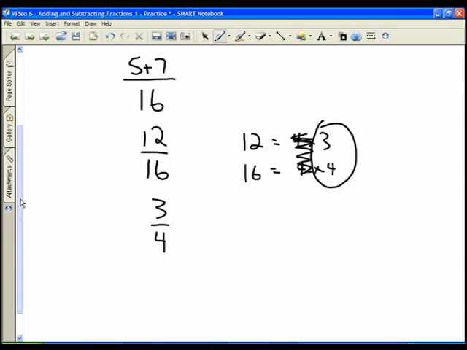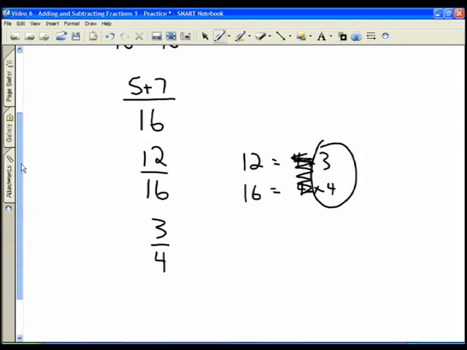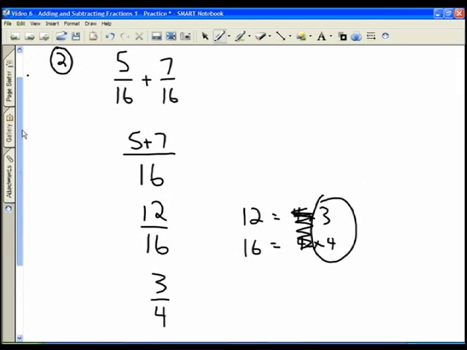You would never say, oh, cut me a piece of wood that measures 12/16 of an inch. You would say 3/4 of an inch. So that's the solution to the second problem.